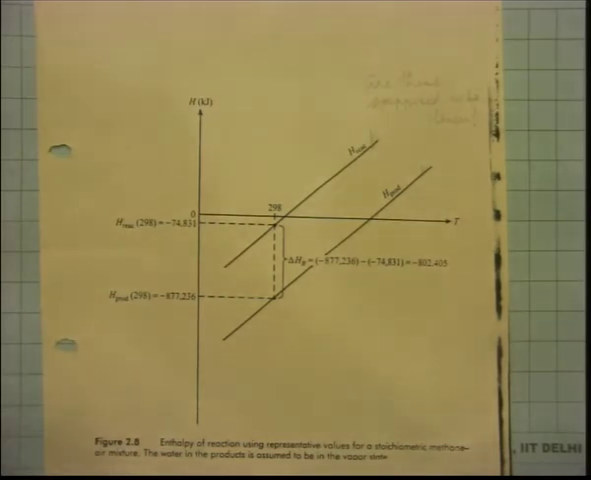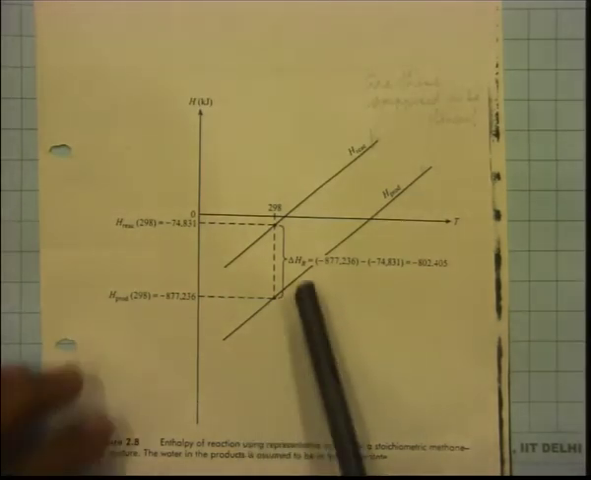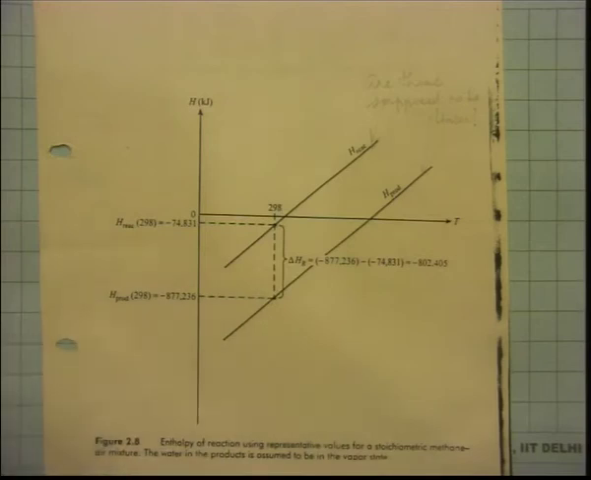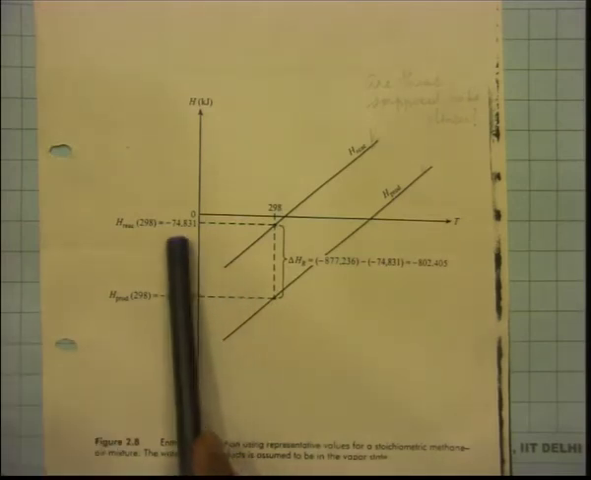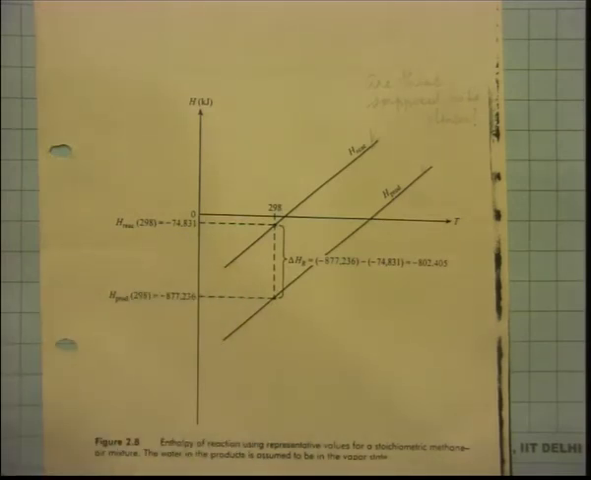So, at 298 Kelvin the enthalpy of reactants is minus 74,831, again in kilojoule per kilomole units. So, where does that come from? Why is it not 0 at 298 Kelvin?